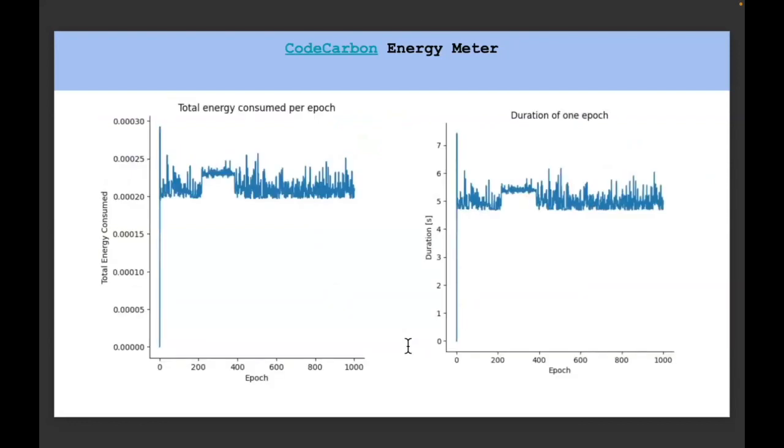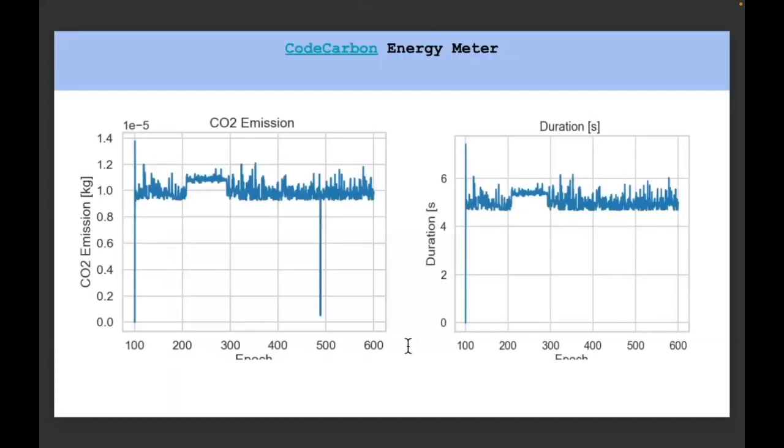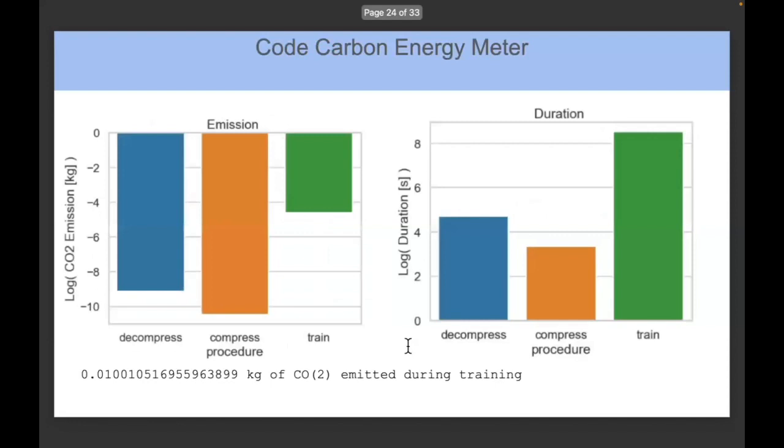And on this plot, you can see the total energy consumed per epoch and the duration of the operation per epoch. So, to summarize, it's possible to plot the total CO2 that was emitted, as well as the duration of each of the procedures for the compression and training.